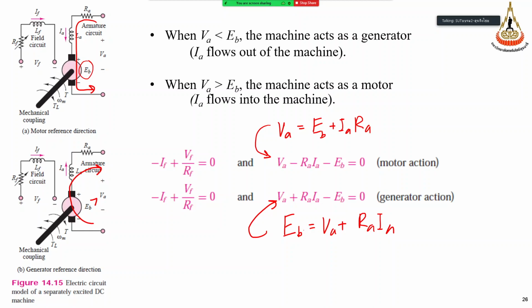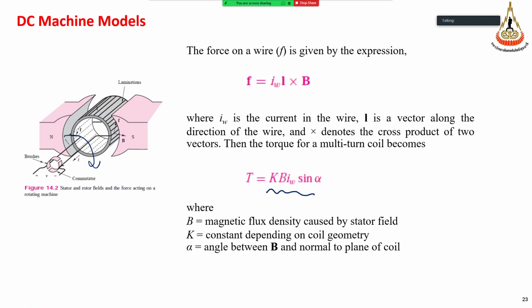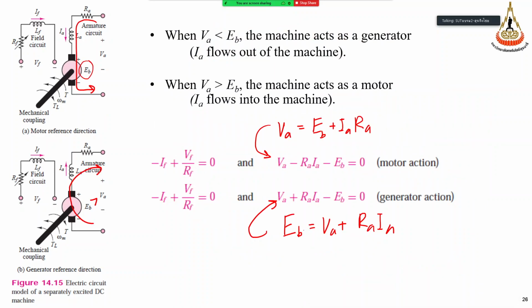So what can we measure in practice? We cannot measure EB, right? Because where is EB? EB is here, inside, behind the resistor. The equivalent resistor is integrated into the resistor; it does not exist in practice.